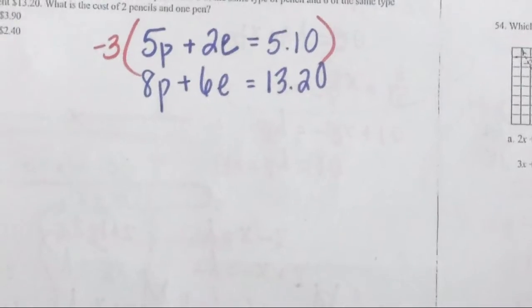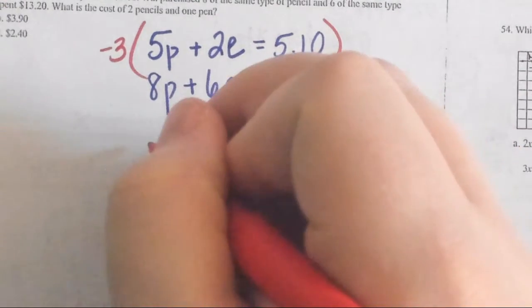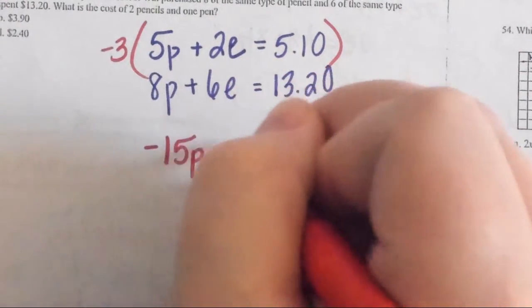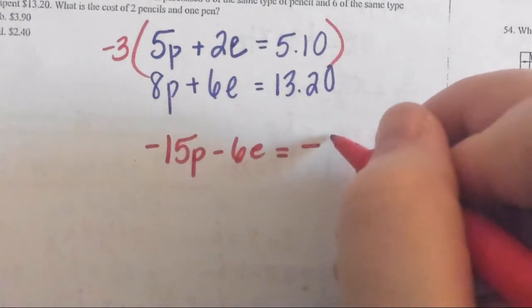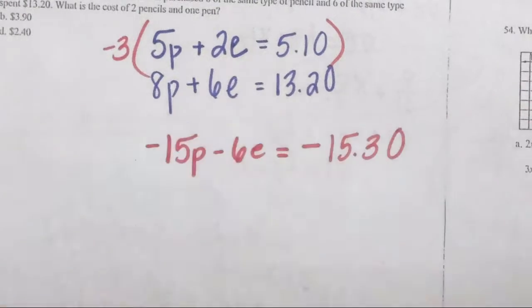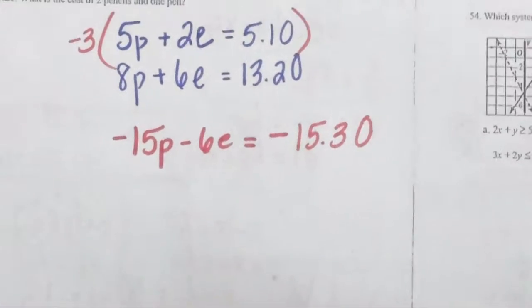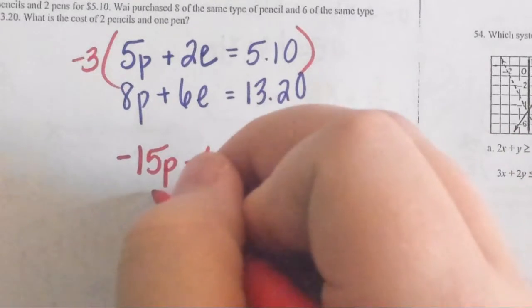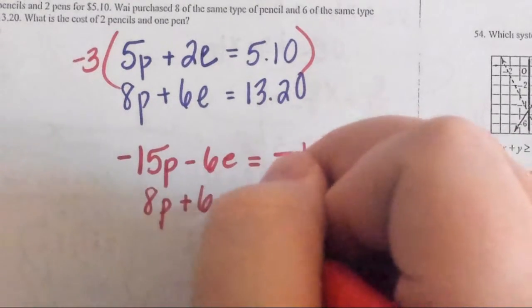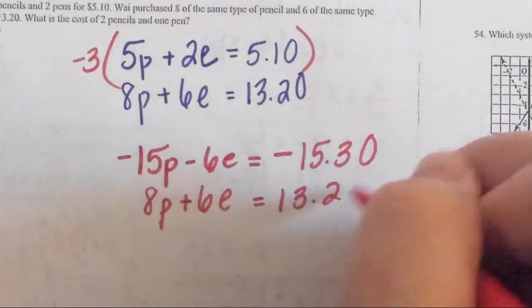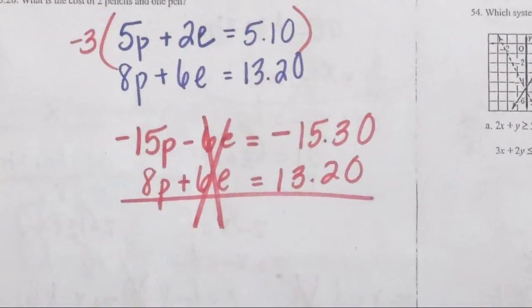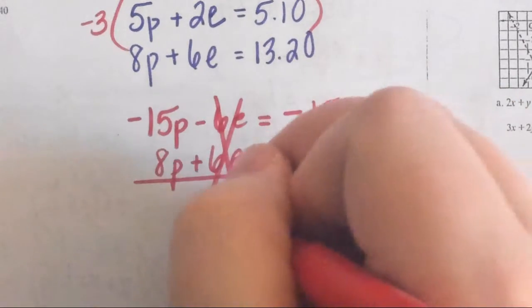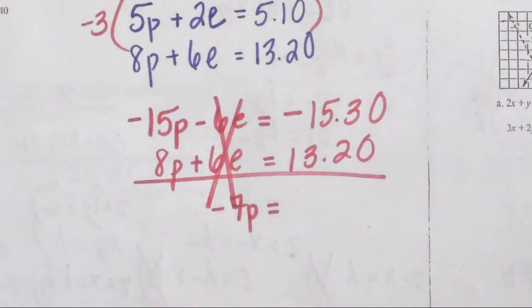I've had help on this problem from every group, so every group can have a point. It'll be negative 15p minus 6e equals negative 1530. I might want to check my math on that one. That feels right. My second equation I'm not changing. It's still 8p plus 6e equals 1320. I know I'm doing elimination correctly because a variable dies. Goodbye, e. I get negative 7p equals, I need those 2 things added together.